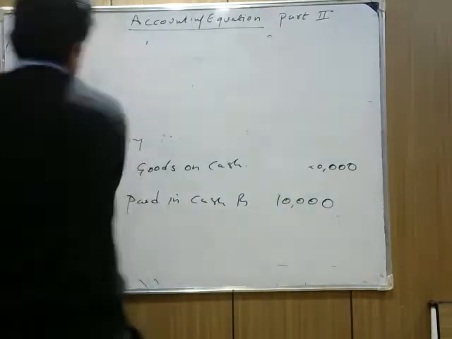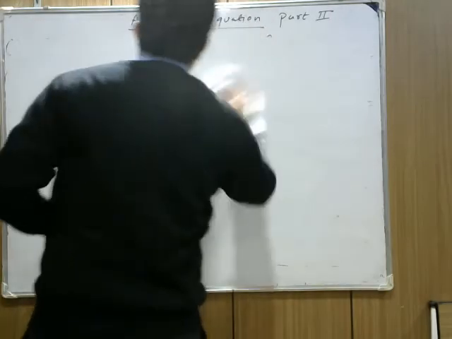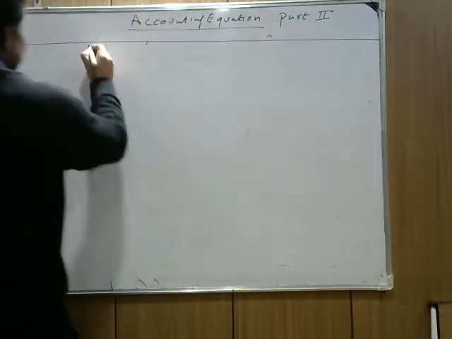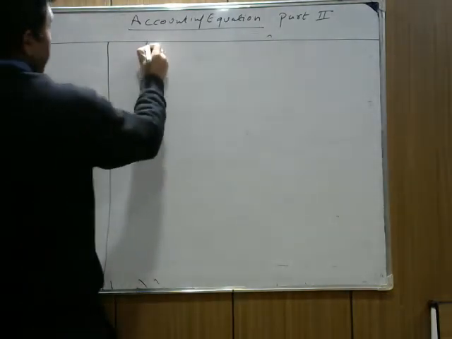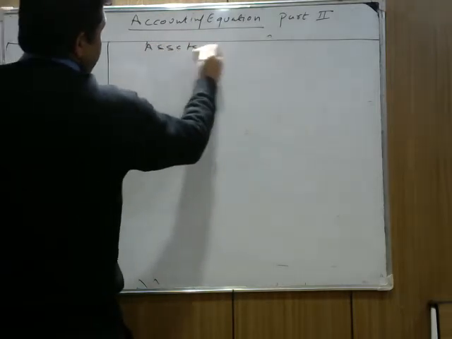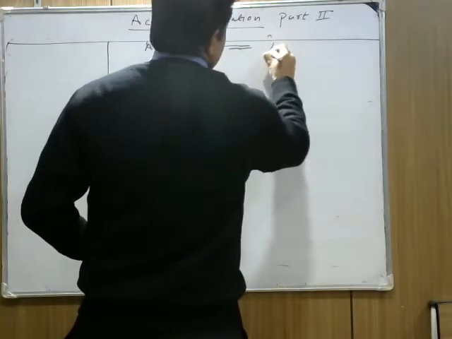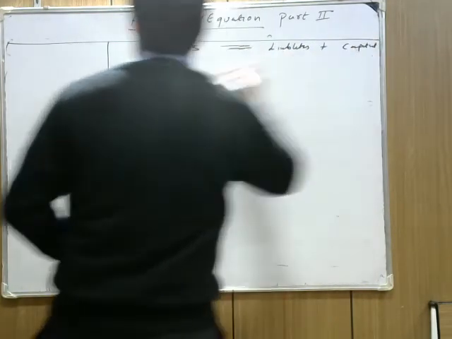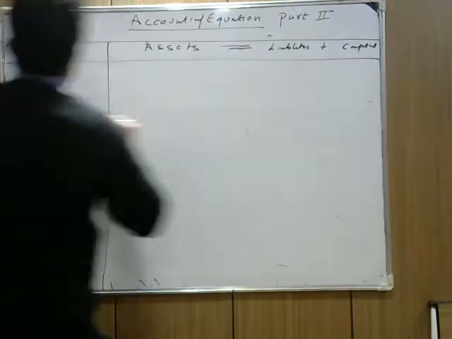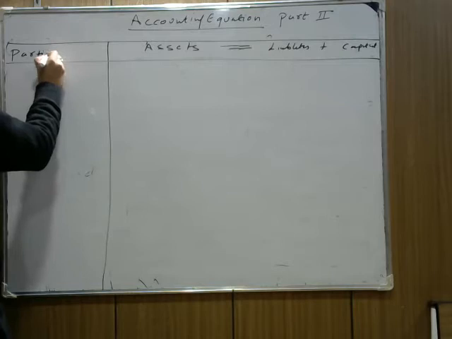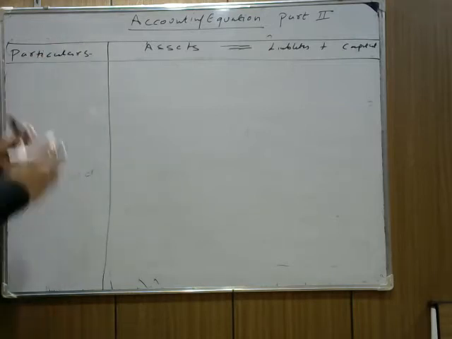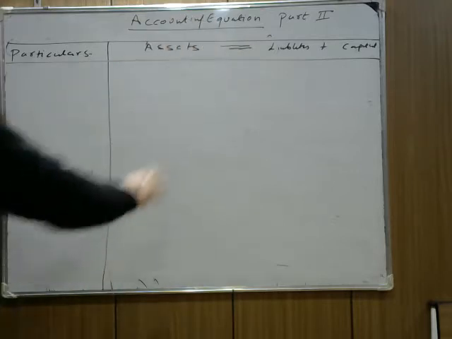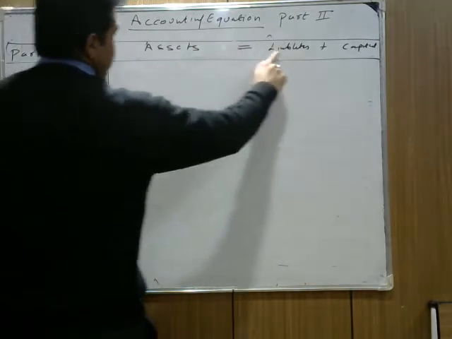Now, make the columns for the accounting equation. You know that. We write here first particulars. Then we write assets is equal to liabilities plus capital. The most common part we write here is particulars. As per the given information, what are the contents given in the question? We make particulars, assets is equal to liabilities plus capital, because this is the accounting equation.